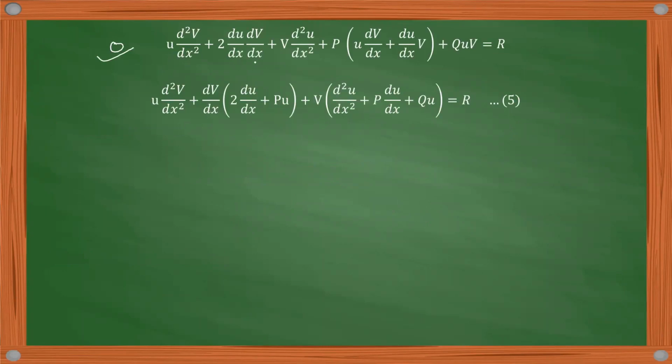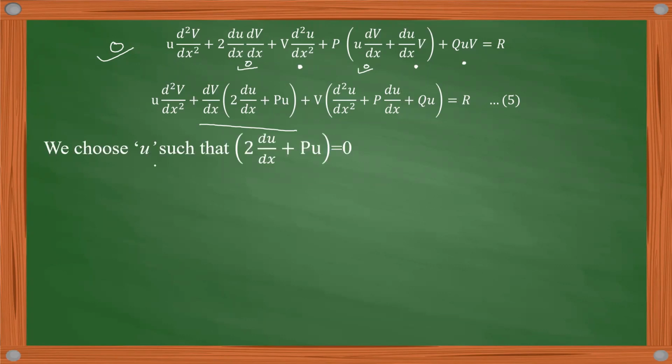From this term and this term, we can common out dv/dx. So our equation will be like dv/dx into (2 du/dx + P u). Again, we can common out this v part. From this term and this term, just take v common. The remaining part will be d2u/dx2 + P du/dx + Q u, into v. So we can common out v also from here, and our equation will be much simpler.